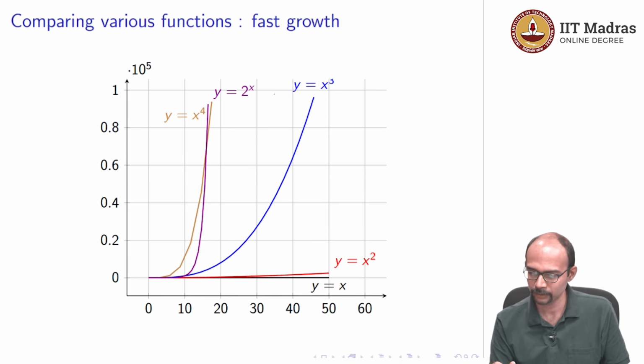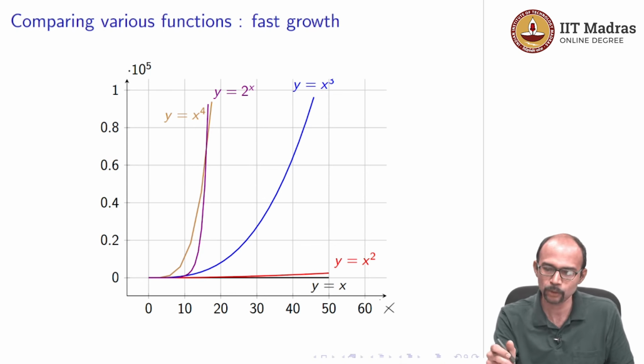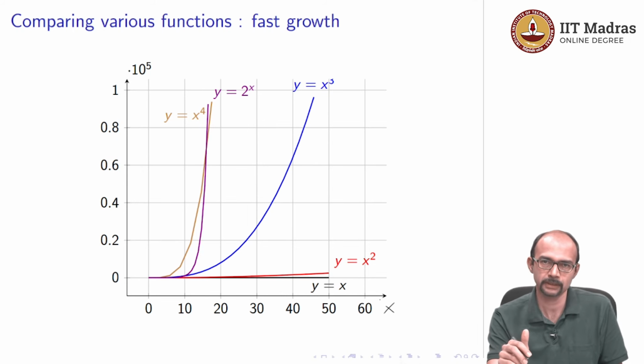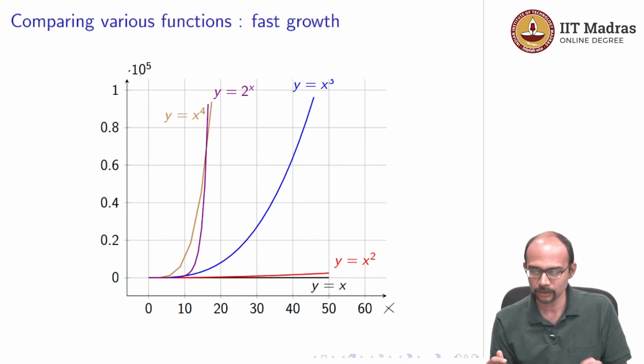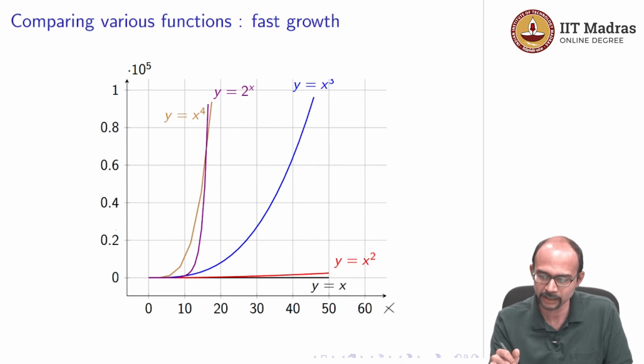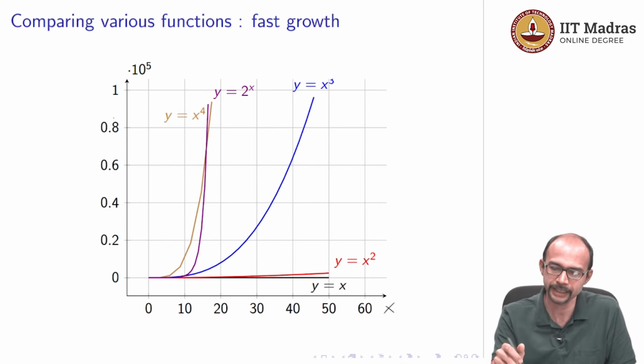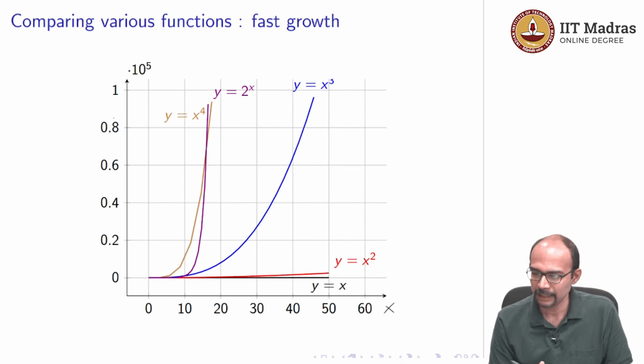So, now we have 0 to 60 on the x axis, and this is 10 to the power 5, which means 10 cube is 1000. So, this is 1 lakh. Here we have plotted values like 20,000, 40,000, 60,000, 80,000 and 1 lakh, and now you can see how rapid this function y is 2 to the power x is.